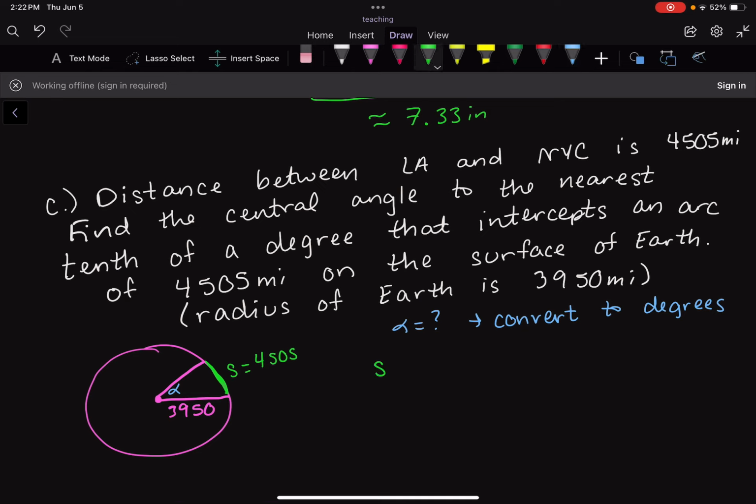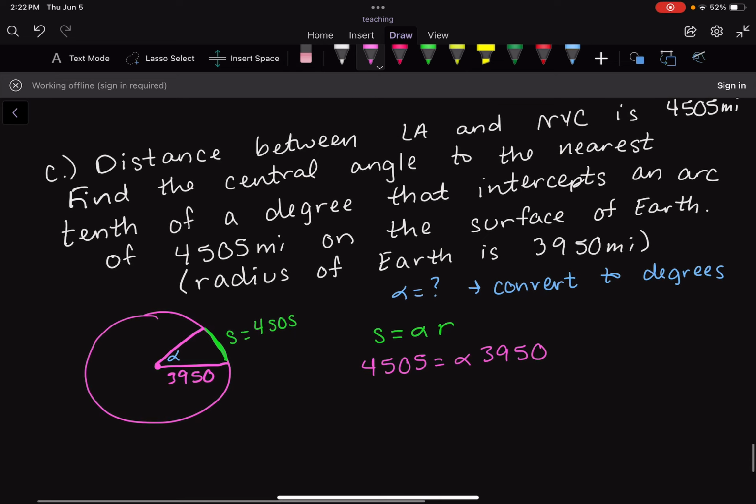Arc length is equal to alpha times r. I'm going to plug in what I have. So I have 4,505 is equal to alpha times 3,950. To solve this for alpha, I can divide by 3,950. So I get 1.1405 is equal to alpha. But this is in radians. So now I have to convert.